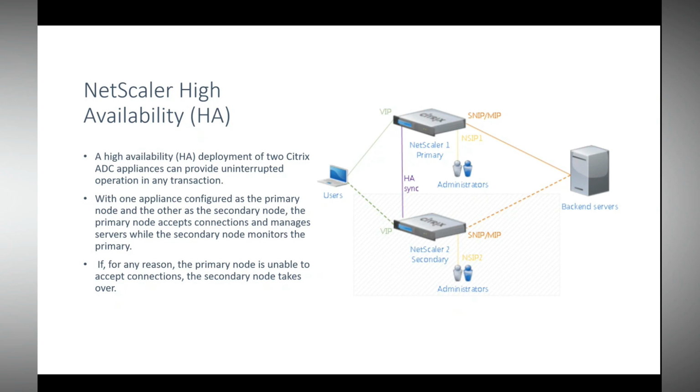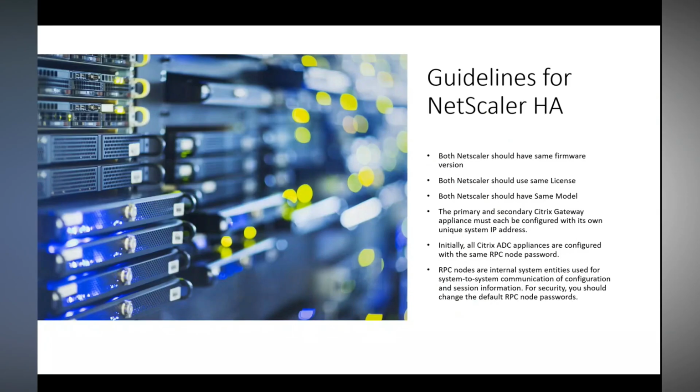Okay, so guidelines. What are the guidelines you need to keep in mind when you're configuring HA? The first thing is both NetScalers should have the same firmware version. You cannot have one on version 12 or 13.1 and another one on 13.0, etc. The second one is both NetScalers should have the same license. This is very important. The third one is both NetScalers should have the same model. You cannot have one model 3000 and another model 1000, or one VPX and another MPX. It has to be the same model.